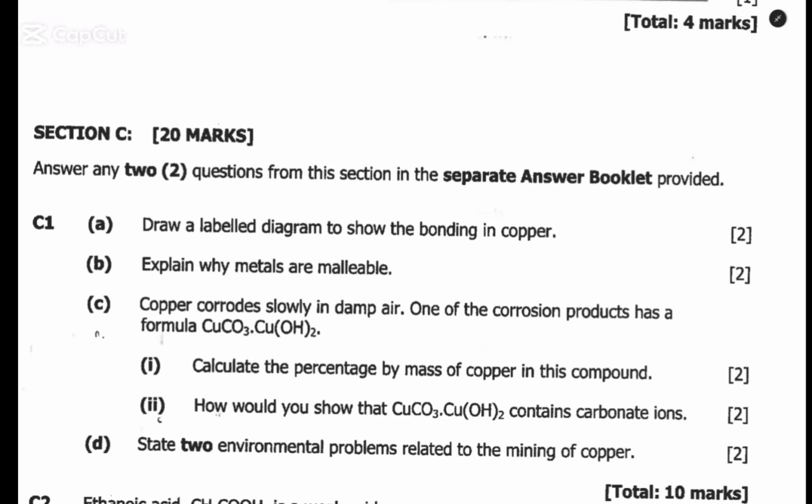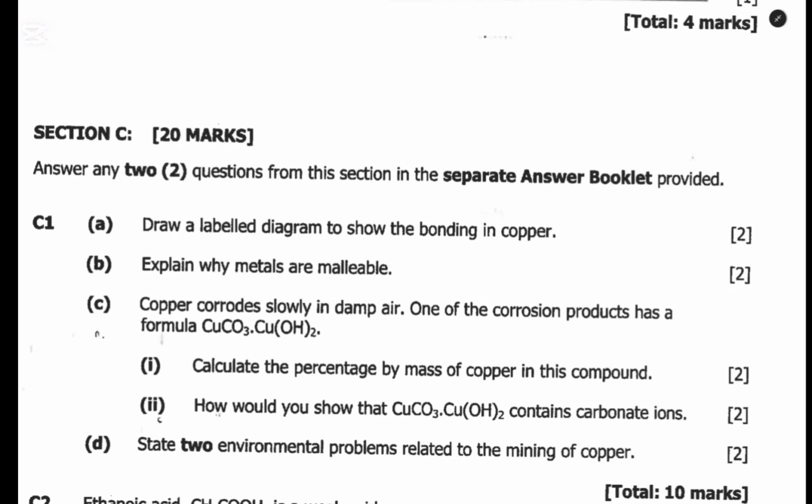Welcome to this platform. In this video, we continue revising 2024 ECZ Internal Science Paper 2, which is chemistry. So far, we've done section A and section B, and the videos are available on this platform. You might want to check them before you come to this one. In this one, we are going to conclude by answering section C.